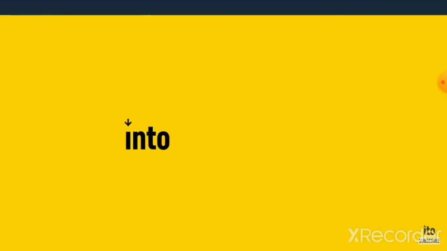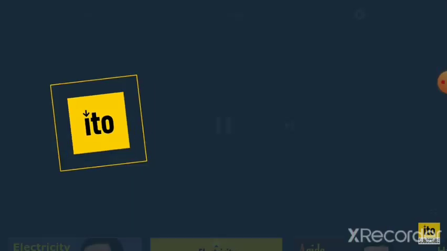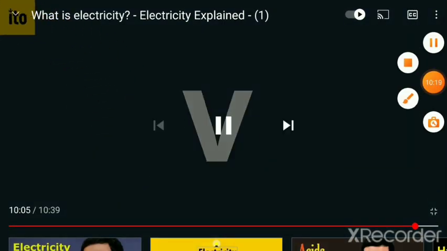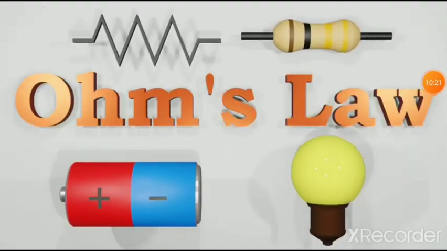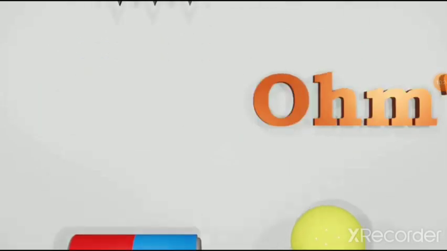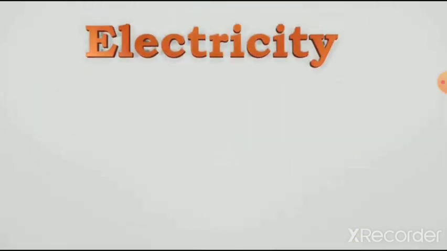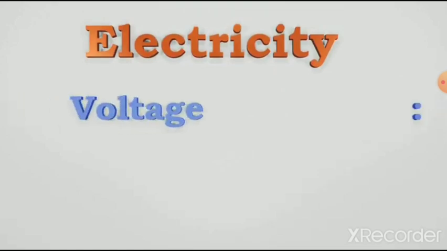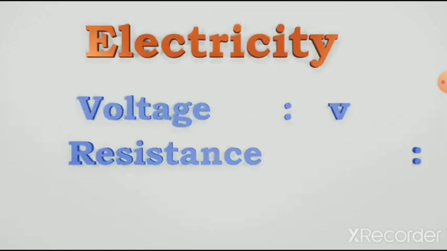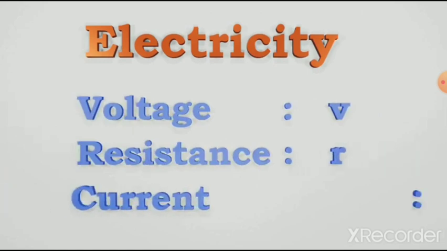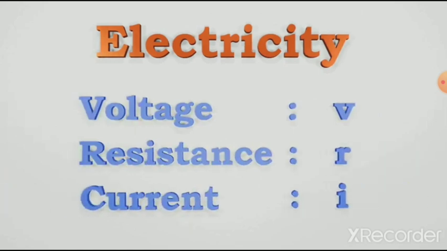In the next videos on electricity, we'll learn more about generating power, resistance, voltage, amperes. Is Ohm's law. We know there are three main terms used to describe the electricity. Voltage denoted by V, resistance denoted by R, and current denoted by I.